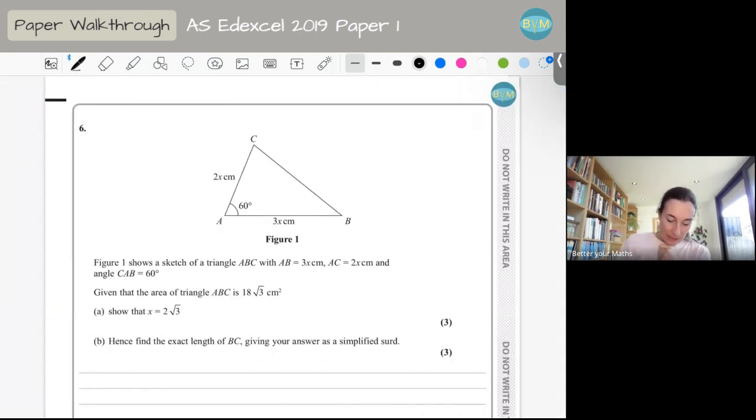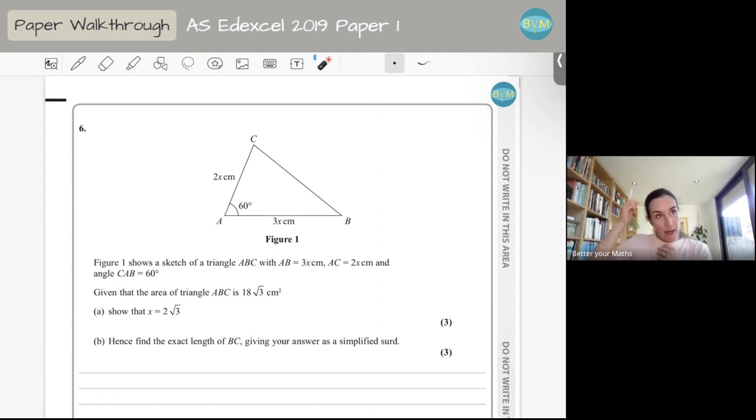So another one. We have a triangle here. AB is 3x, AC is 2x, and the angle is 60 degrees. Given that the area of the triangle is 18 root 3, we have to find x. They give us the value, but we have to find it.